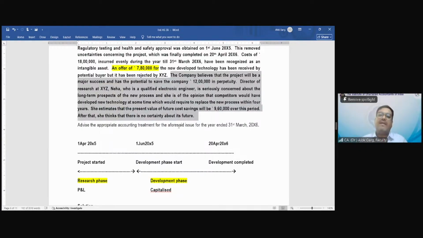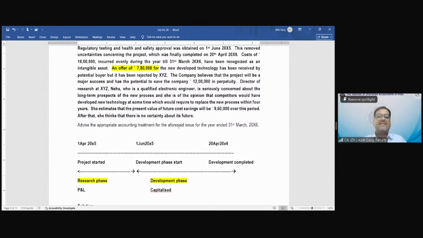What is the recoverable value? Recoverable value is the higher of fair value less cost to sell and value in use. So what is the recoverable value? 9.6 lakh. What is the carrying value? 15 lakh. What is the impairment loss? 5 lakh 40,000.